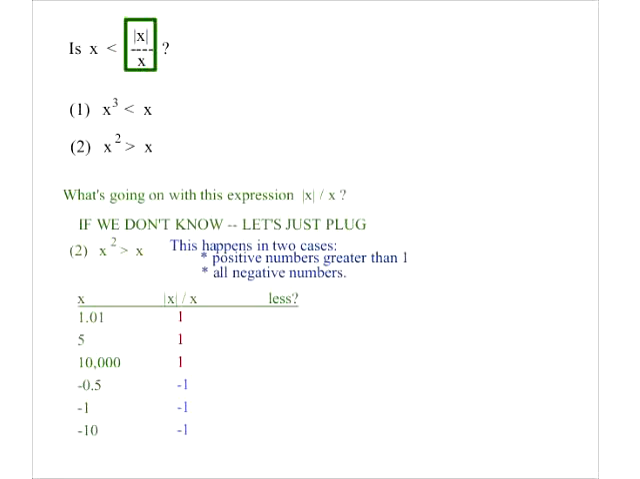So are these things less? Well, these are not, and this is not, but this one, yes, it is. So this is insufficient. Ladies and gentlemen, the statement is insufficient, and so your answer is A.